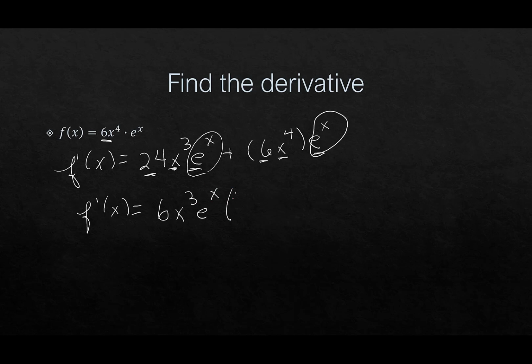6 goes into 24 4 times. X cubed over x cubed is 1. E to the x over e to the x is 1. Here's my plus sign. 6 divided by 6 is 1. X to the 4th over x cubed gives me x, and the e to the x is out. So this is a reduced form. It means the same thing. It's just a different way to look at the answers.